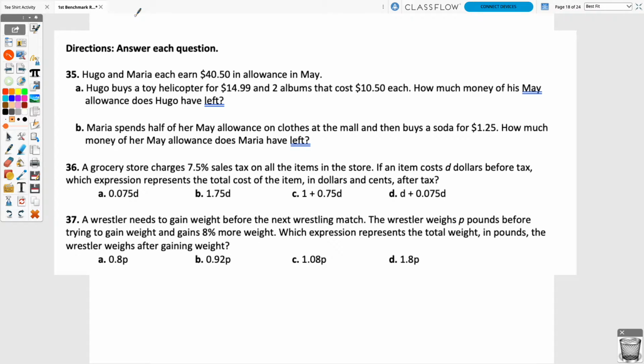All right, so looking at 35. We have Hugo and Maria. They both get $40.50. Hugo's buying a toy helicopter for $14.99 and then two albums that cost $10.50 each. Okay, so if we're trying to figure out how much money he has left at the end of the month, Caitlin, what would I need to do first?